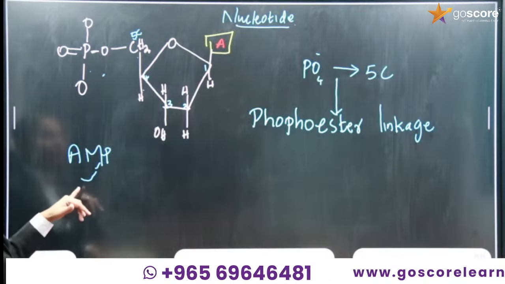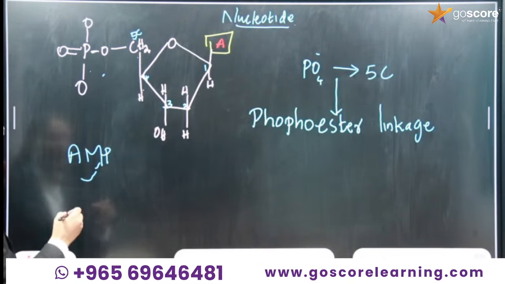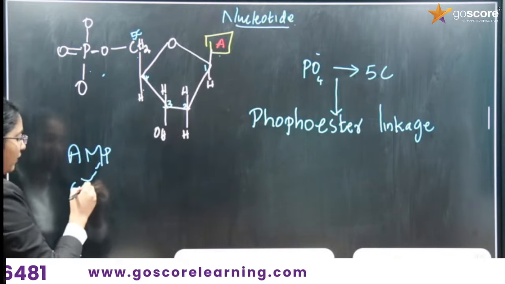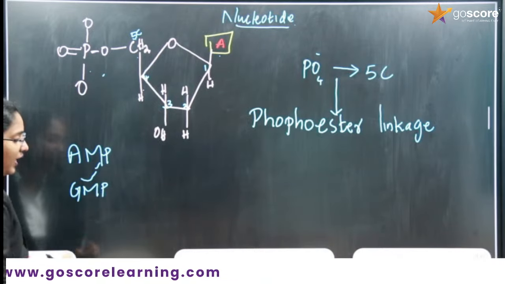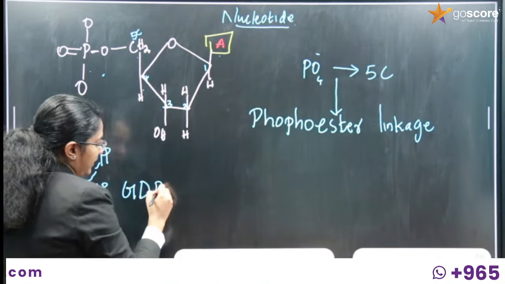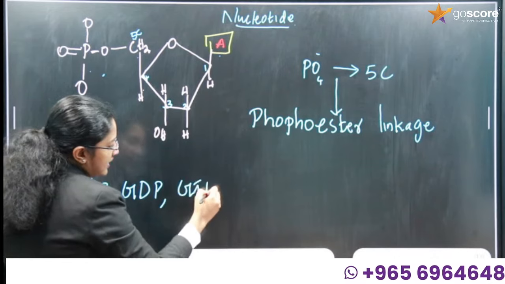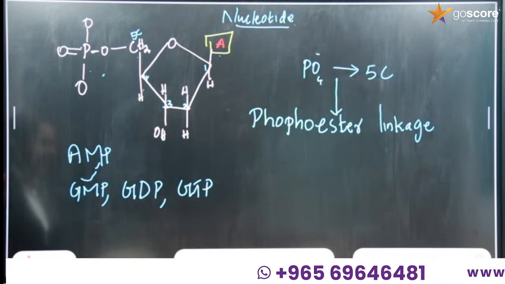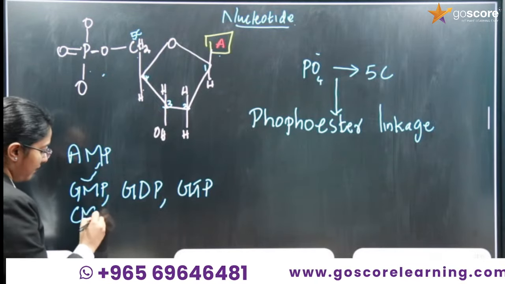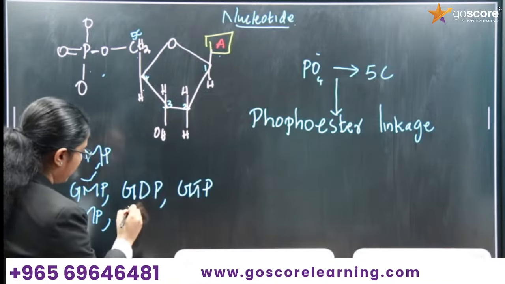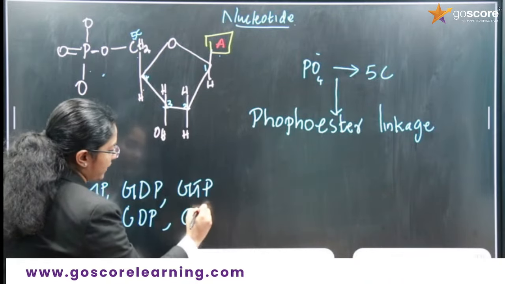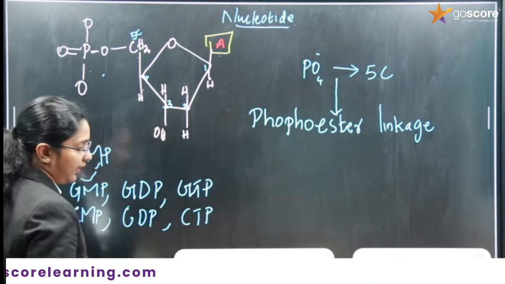Okay, clear? So AMP is formed. Next, if guanine is present instead of adenine here, then we will call it GMP. If diphosphate is formed, then we will call it GDP. Then if triphosphate is formed, we will call it GTP. Next one is cytosine. If cytosine is present, we will call it CMP. If two phosphates are present, CDP. Then if three phosphates are present, we will call it CTP.